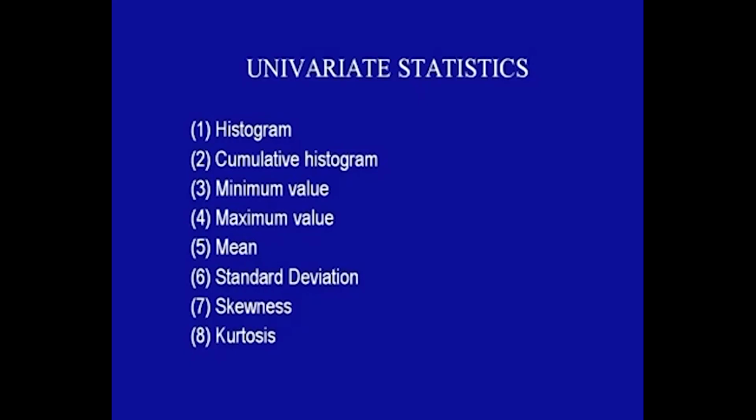Now let us look at the various statistical tests that may be subjected to a remote sensing data set. There are two types of statistics which may be computed. First is the univariate statistics and the second is multivariate statistics. So now let us look at the various univariate statistics. It could consist of computing the histogram, the cumulative histogram, finding out the minimum value, the maximum value, mean, standard deviation, skewness and kurtosis.